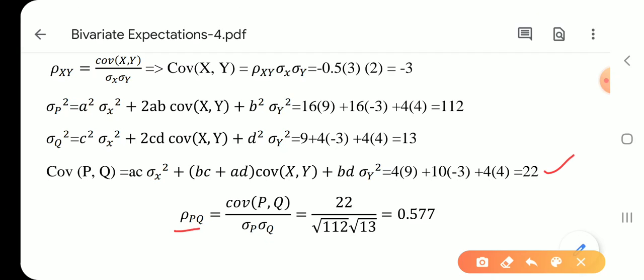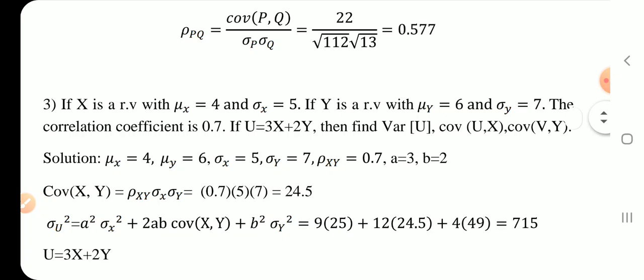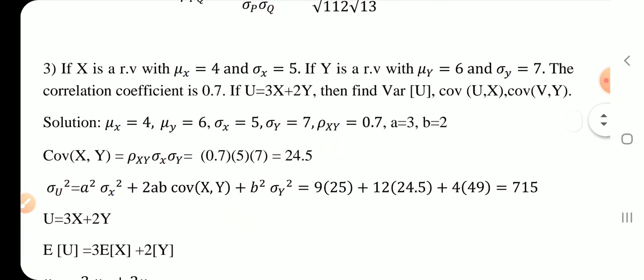Finally, we will find the coefficient of correlation, rho of PQ. Rho of PQ is covariance of PQ by sigma P, sigma Q. The covariance we just found is 22. Sigma P is square root of 112, sigma Q is square root of 13. When you simplify, you get the value as 0.577. So, this is a direct question. All the values are given. We need to just substitute the values and find the answer. Let us move on to the next question.